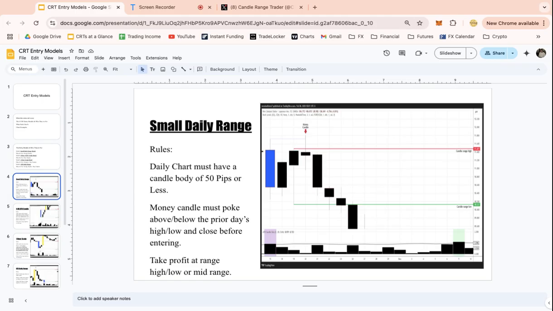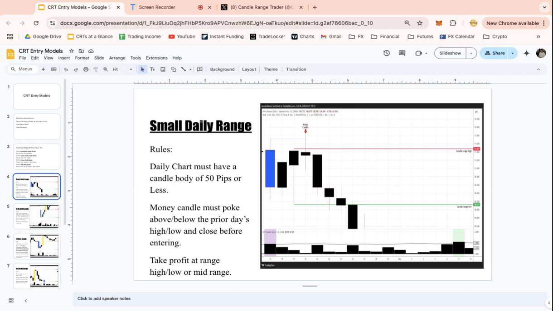So this is what the small daily range looks like. This is a daily chart to the right. We see our range candle right here where my cursor is. The body of this candle is only about 35 or so pips. So we're looking for small bodies on the daily chart. That's the first thing. But the body can't exceed 50 pips. And of course, the ATR candle indicator is going to help with that.